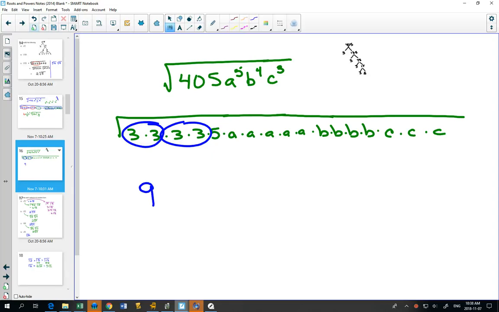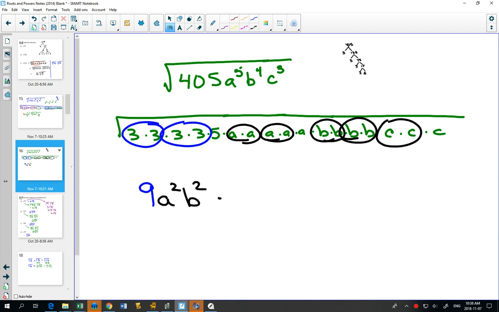Looking at our variables, you would have an a squared out in front, a b squared out in front, and 1 c. What's left inside of your square root? 5, a, and c. And this would be considered simplified.